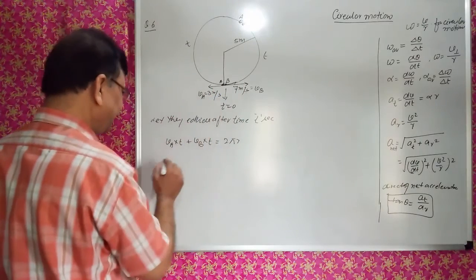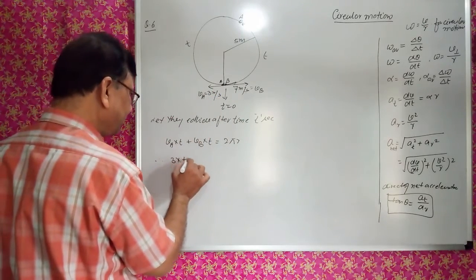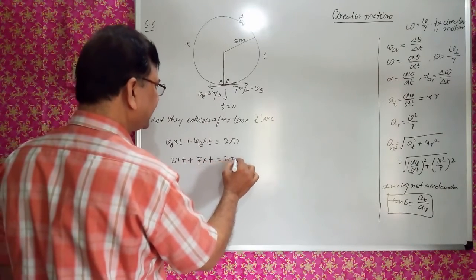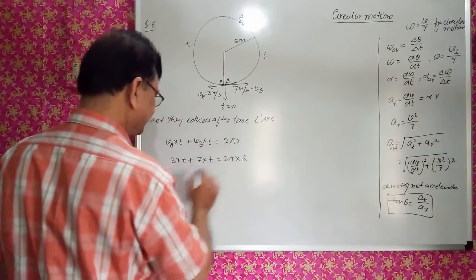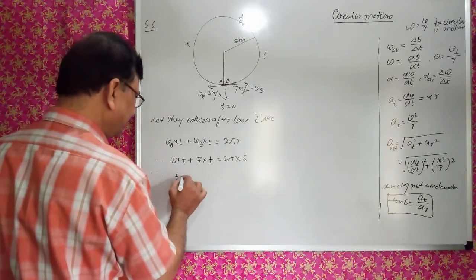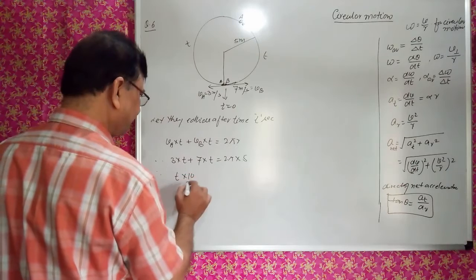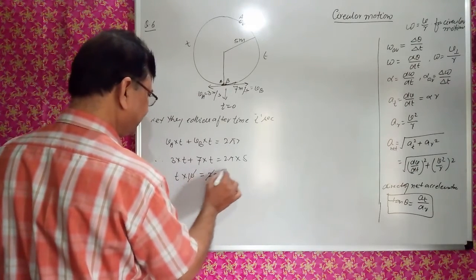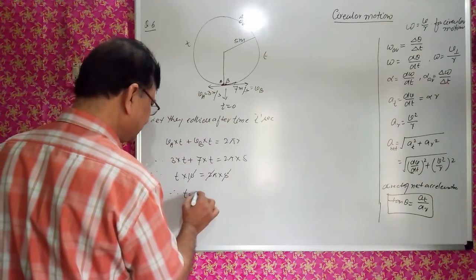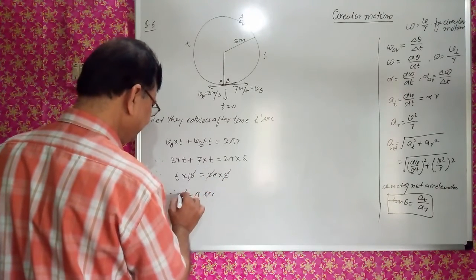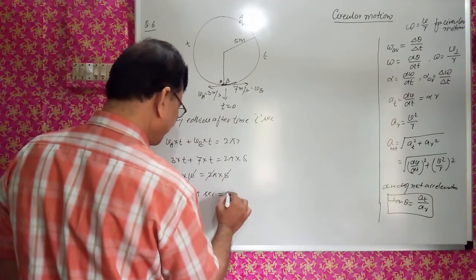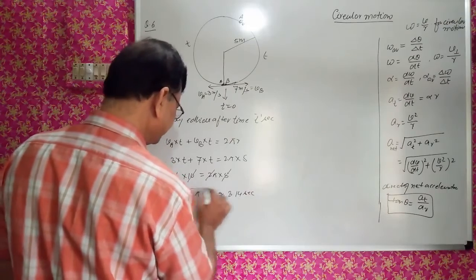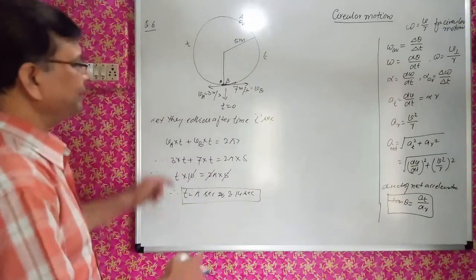So VA is 3, therefore 3 into T plus 7 into T is equal to 2πR, R is 5 meters. So therefore T into 10 is equal to 2π into 5. So 10 with 5 into 10 will go. So T is equal to π seconds. That is approximately 3.14 seconds. During this time they will collide.